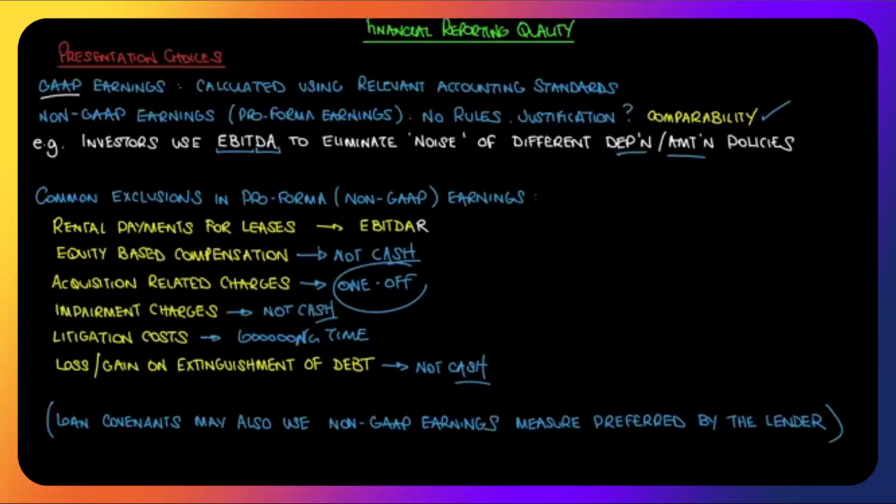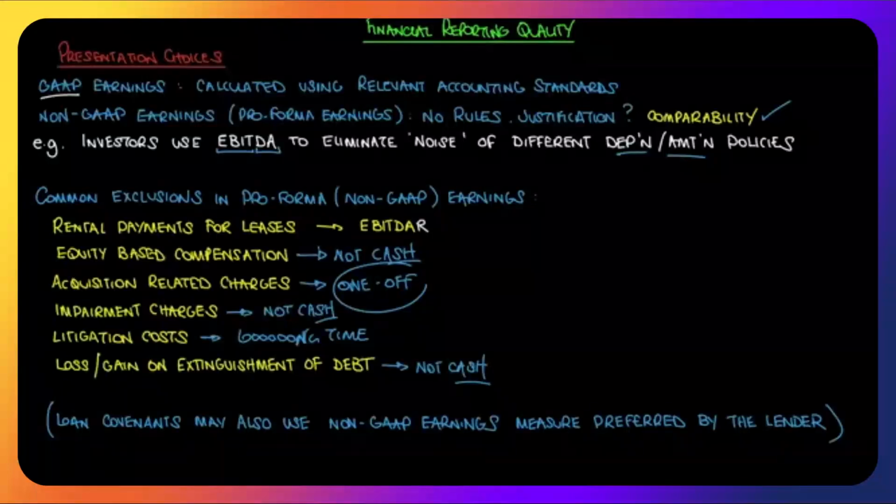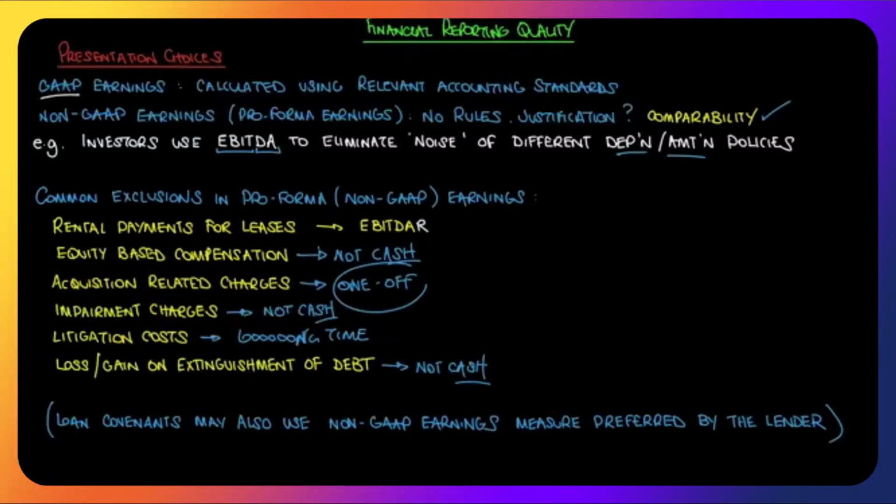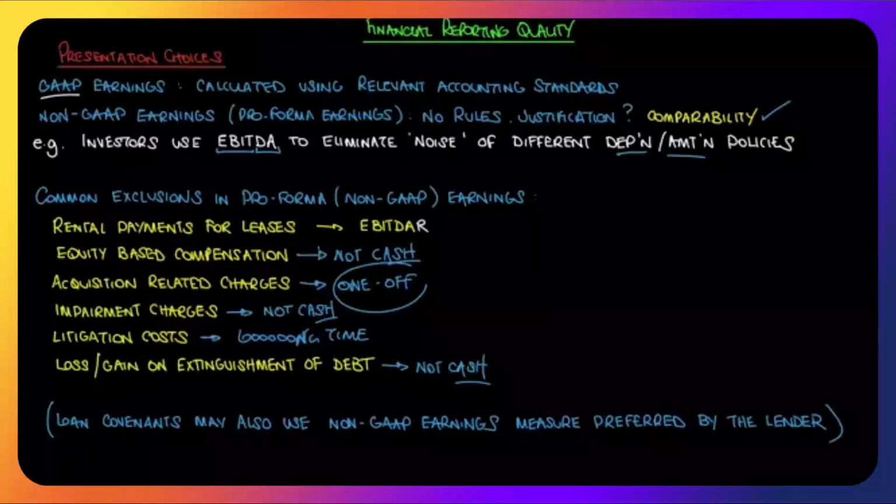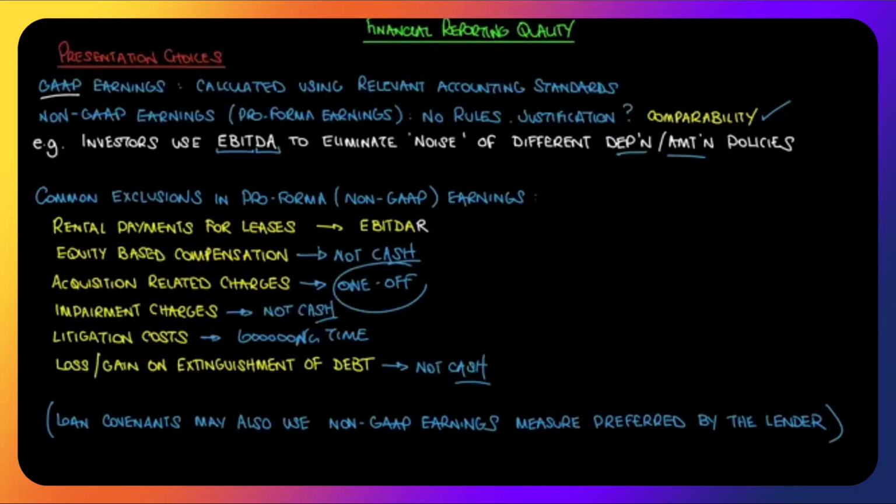For example, if you have big leases, the lender is likely to say, I want leases treated in this way. Every single lease you have, I want to see the capital payment that you have to make. So you'll start treating them in that manner. So that's what we mean by non-GAAP earnings.